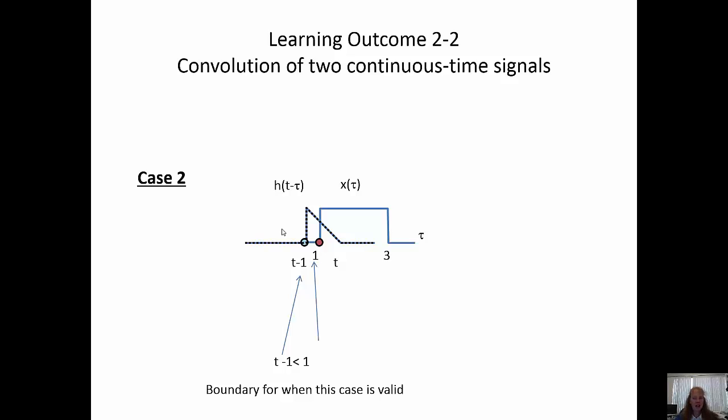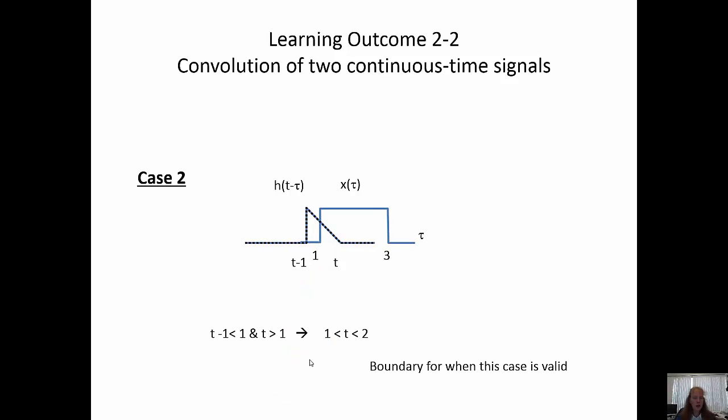Case 2, we have some overlap. This is going to be valid when our t minus 1 is to the left of 1. And it's also going to be valid when our t is greater than 1, or t is to the right of 1. We merge the two of them, we have the range of time between 1 and 2.